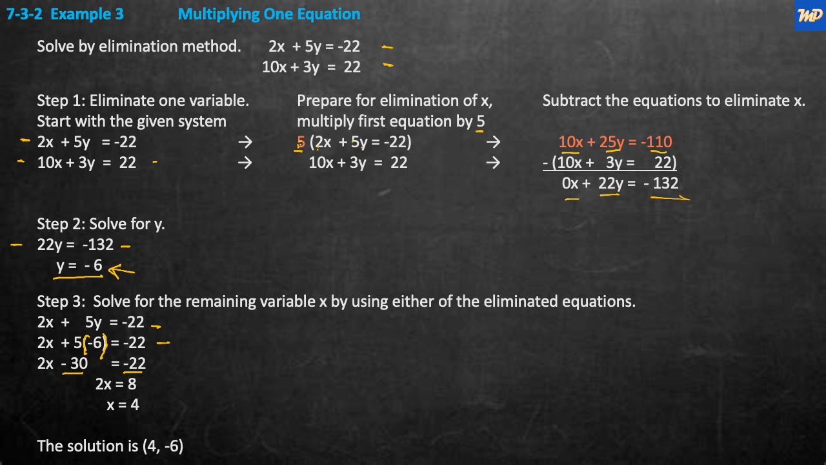Now we're going to move the 30 to the other side. So 2x is equal to 8, because 30 minus 22 is 8. And now we're going to divide both sides by 2, and we get x equals 4. Our solution is 4, comma, negative 6. There's x is 4, and y is negative 6. That's our solution.